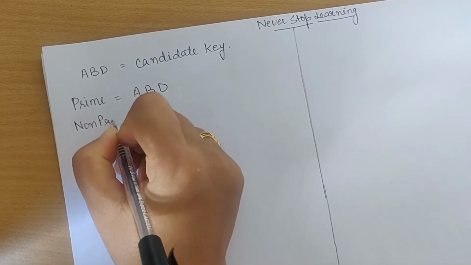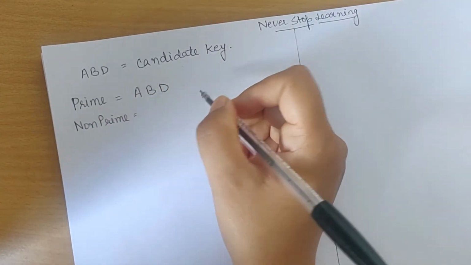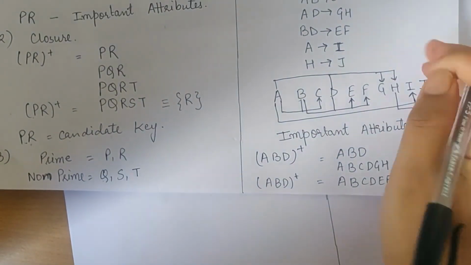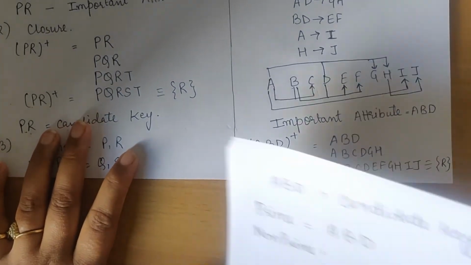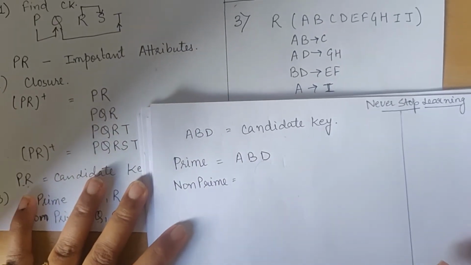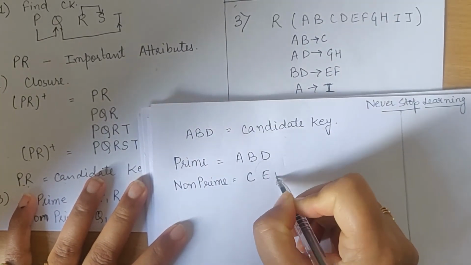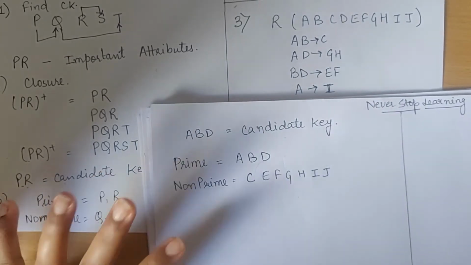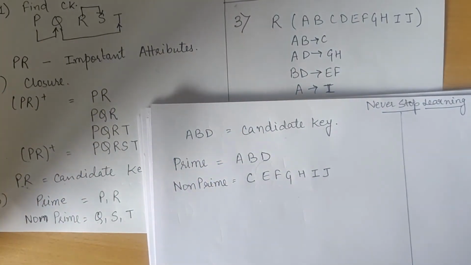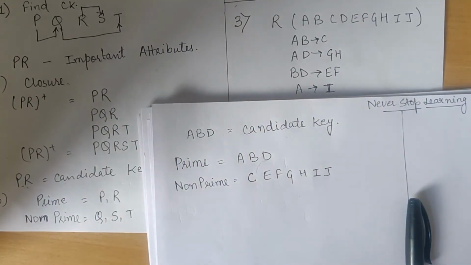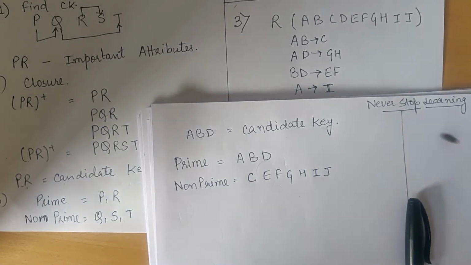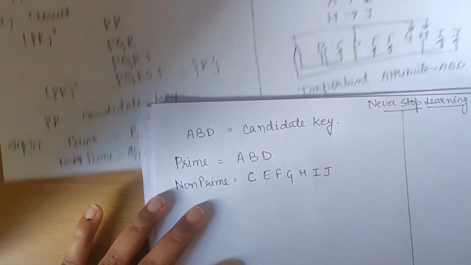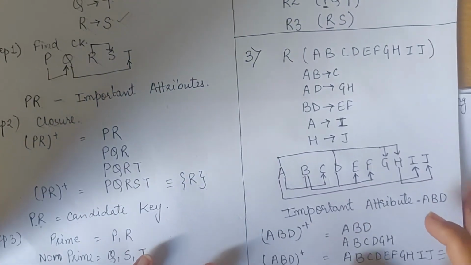Non-prime attributes which are not part of the candidate key. So here in this relation, instead of ABD, how many attributes are there? We have C, E, F, G, H, I and J. All these are non-prime attributes. Now we have to check whether there is a functional dependency on this relation or not. And if there is, we have to decompose and remove that partial functional dependency.